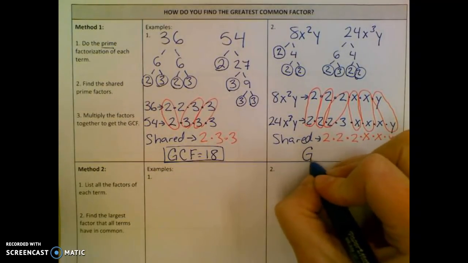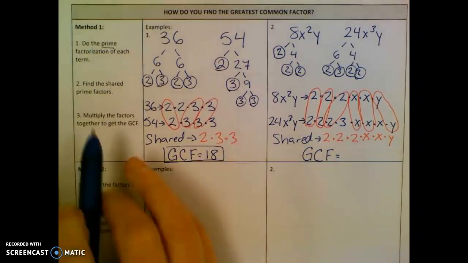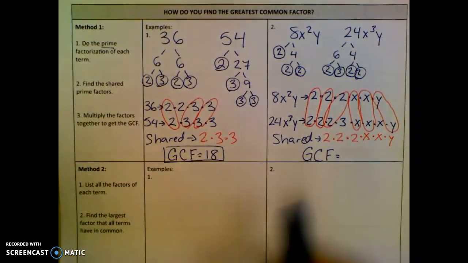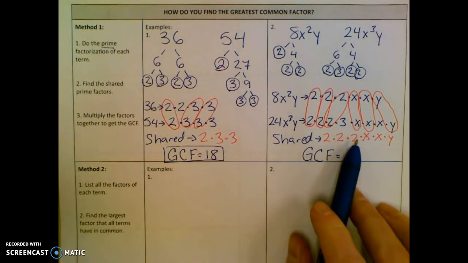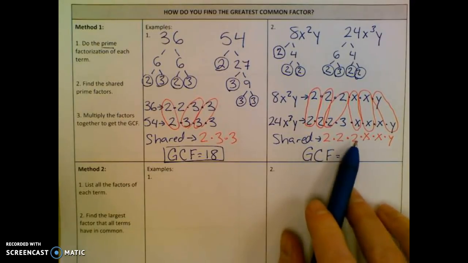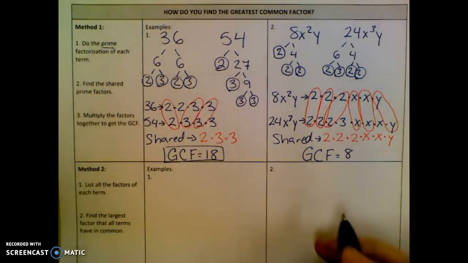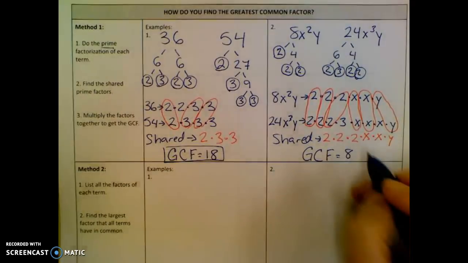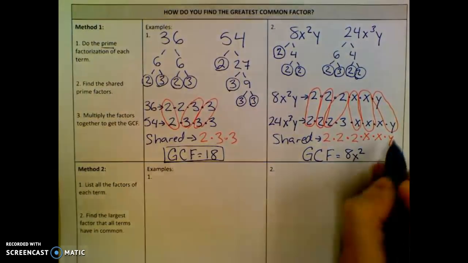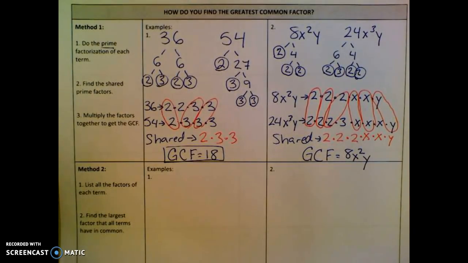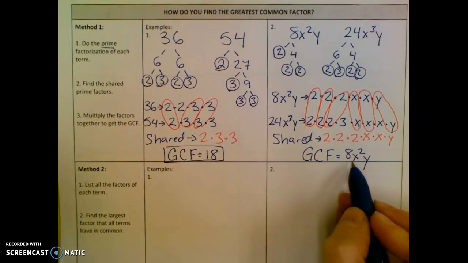So then my GCF, my greatest common factor, multiply the factors together. 2 times 2 times 2. Well, 2 times 2 is 4, times 2 is 8. X times x is x squared, times y is just y. So 8x squared y is my GCF. They both have that in common.